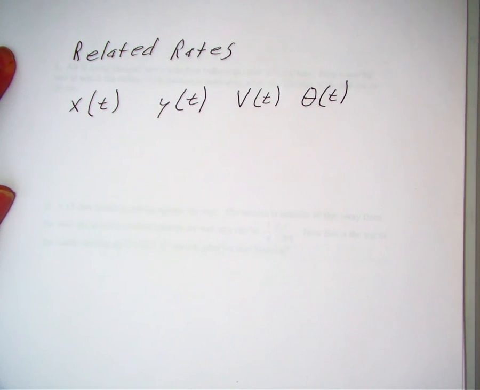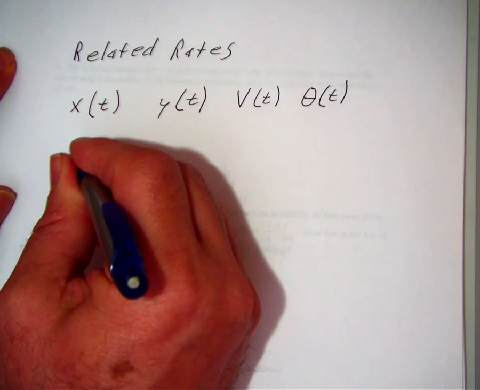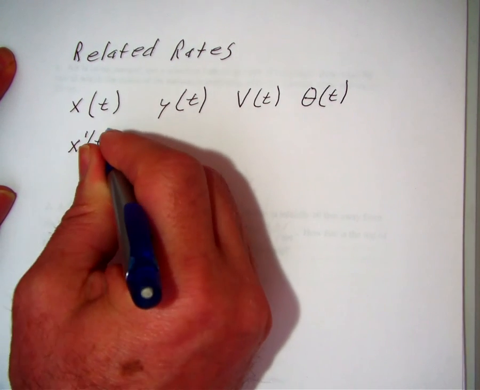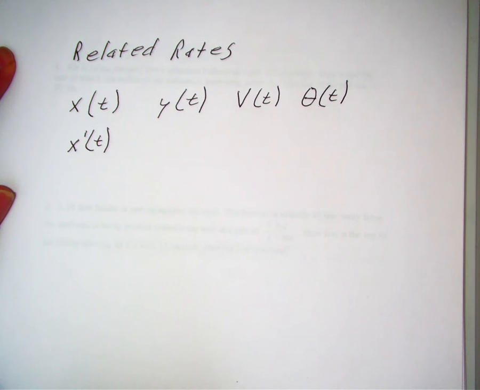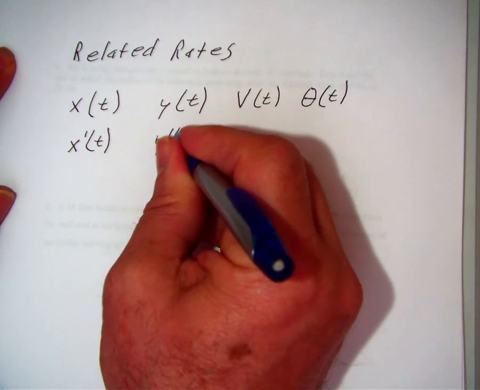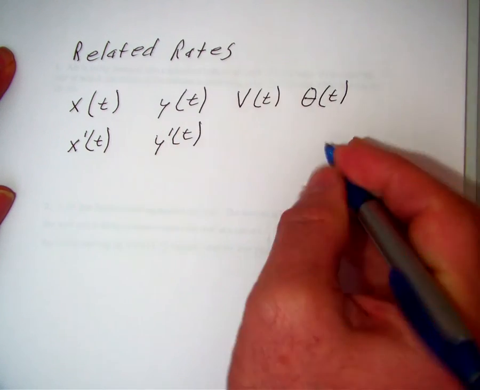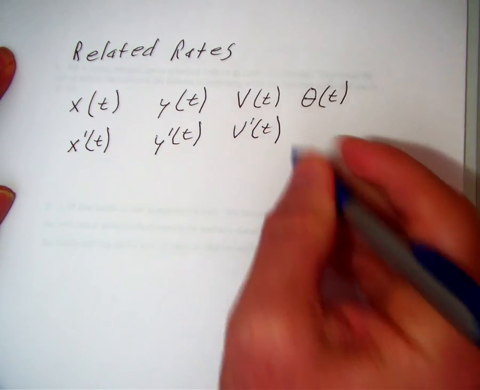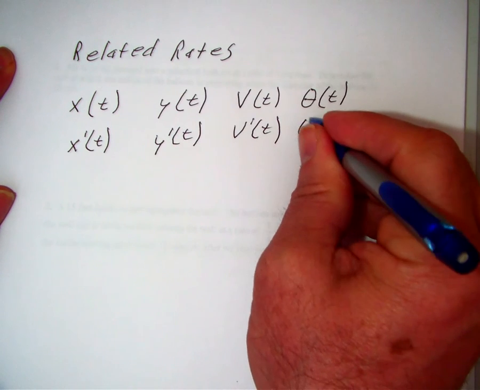Now, the notation: if we were talking about the derivative, we could write this as x prime of t. I've actually seen people do that. I don't know why that didn't stick. That seems okay to me. And then you'd call this y prime of t, and so on, v prime of t, and you could call this theta prime of t.